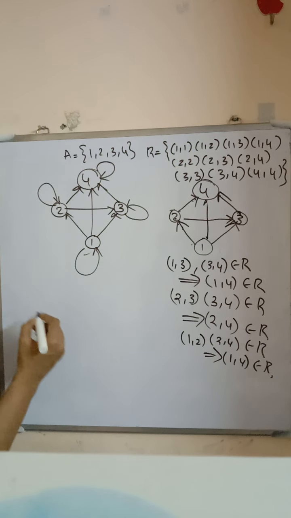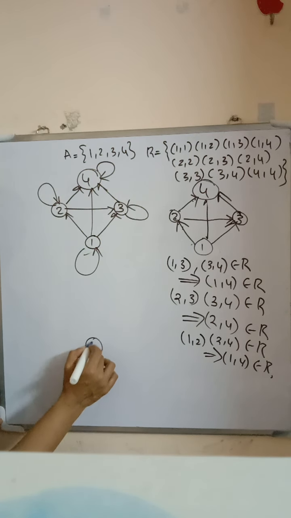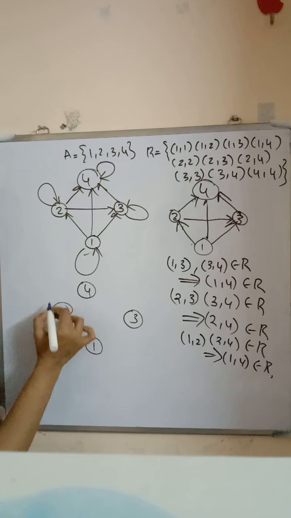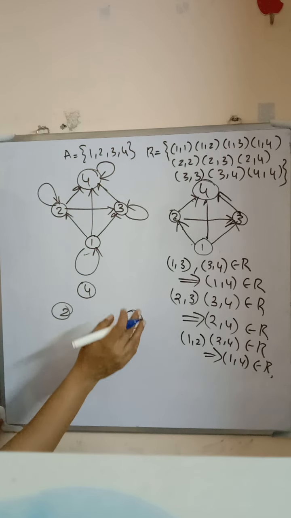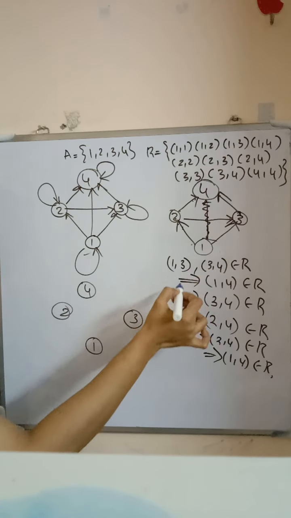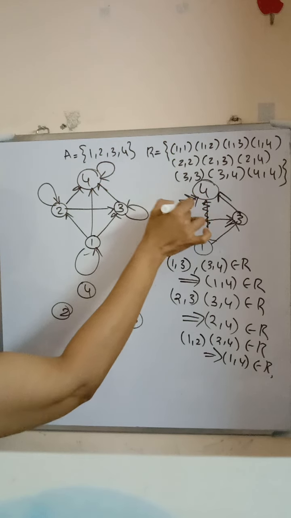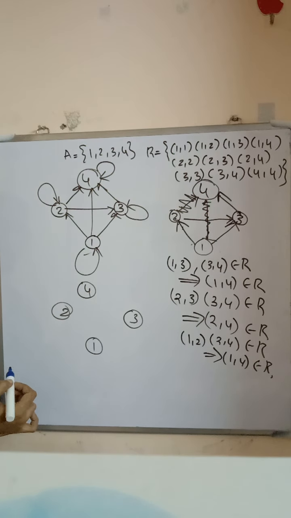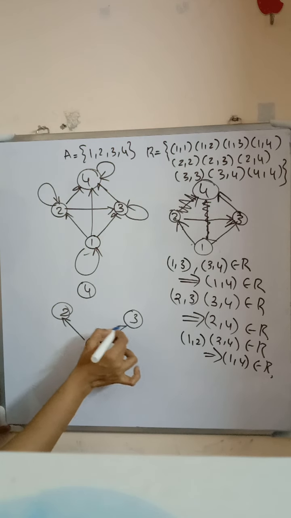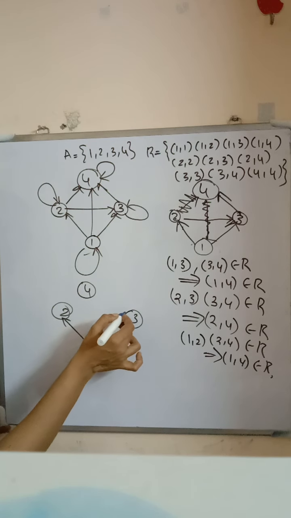So we delete these edges. We get 1, 3, 2, 1. We delete the edges (1, 4) and (2, 4). So (1, 2), (1, 3), (3, 4).